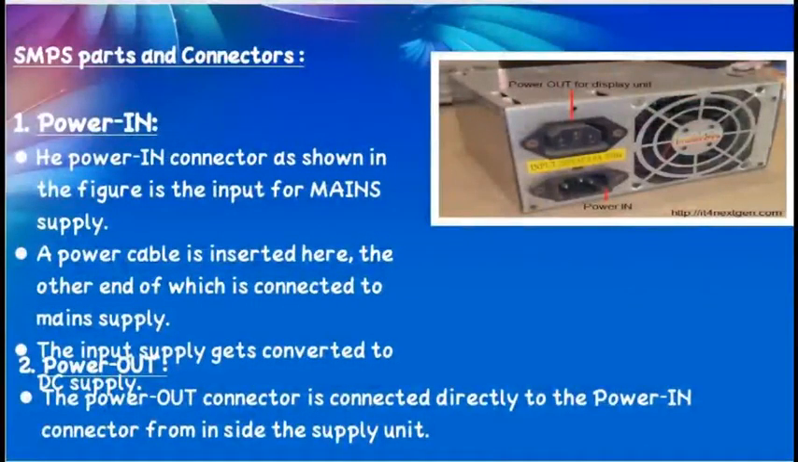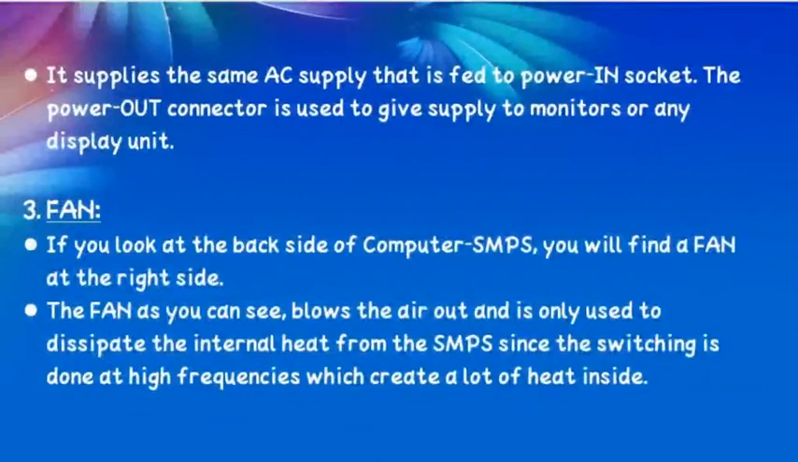SMPS parts and connectors. Power in. The power in connector, as shown in the figure, is the input for the main supply. A power cable is inserted here, the other end of which is connected to the main supply. The input supply gets converted to DC supply. The power out connector is connected directly to the power in connector from inside the supply unit. It supplies the same AC that is fed to the power in socket. The power out connector is used to give supply to a monitor or any display unit.